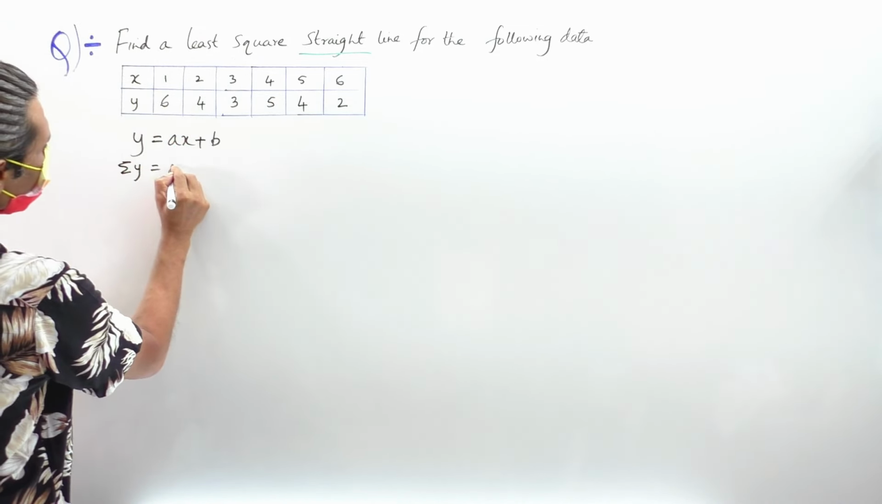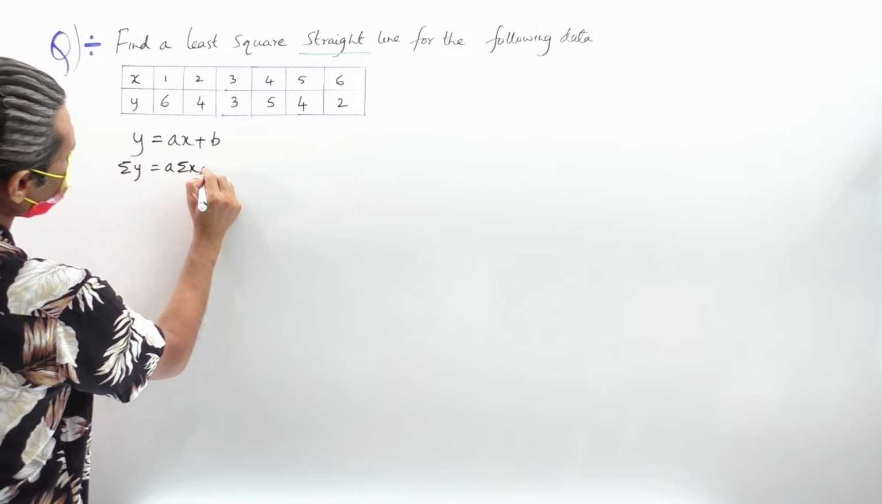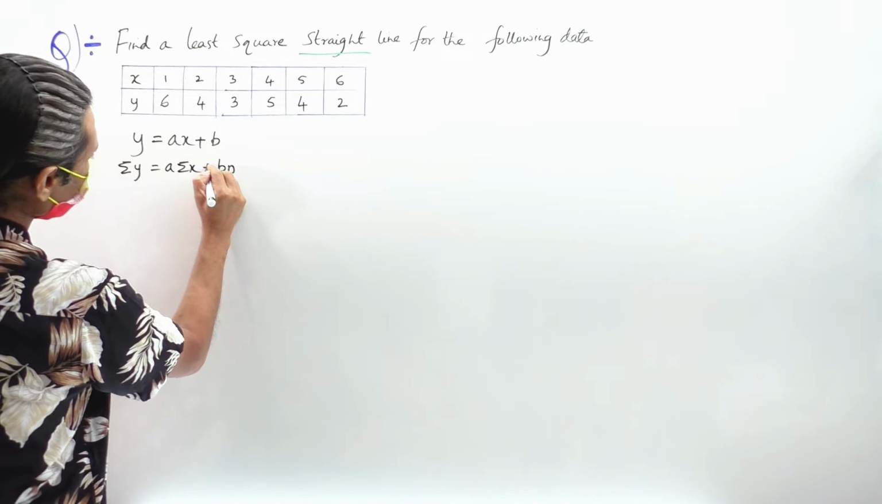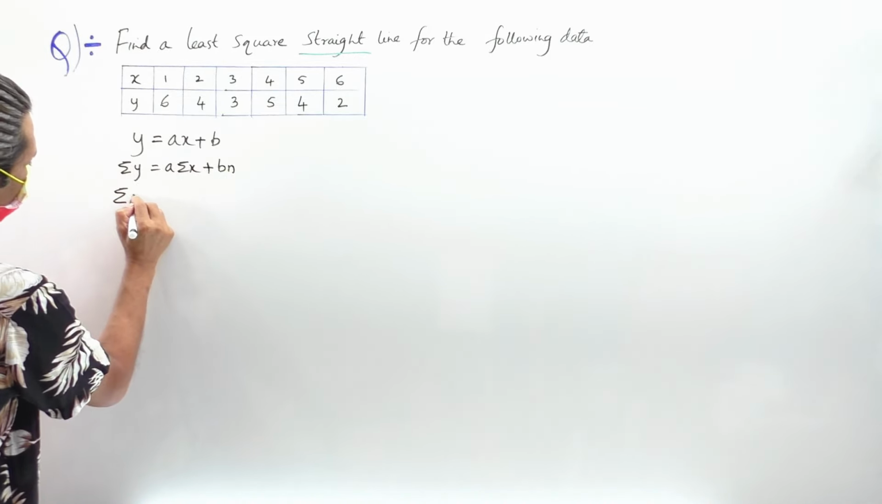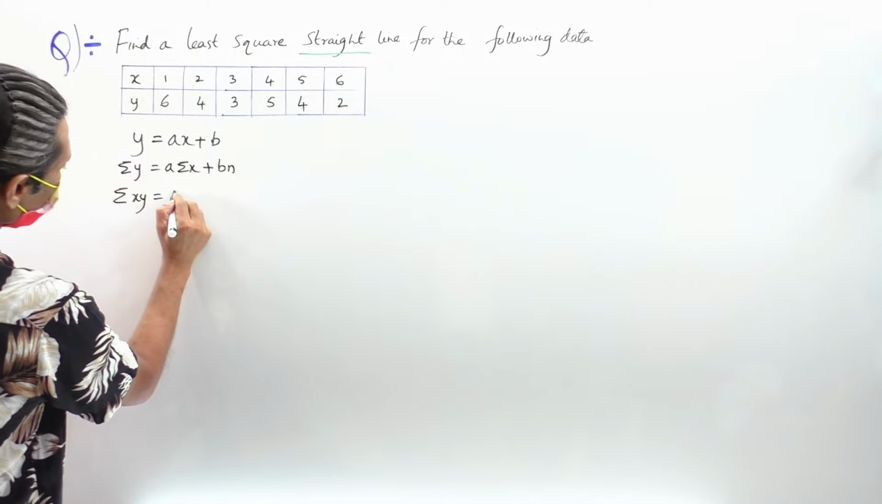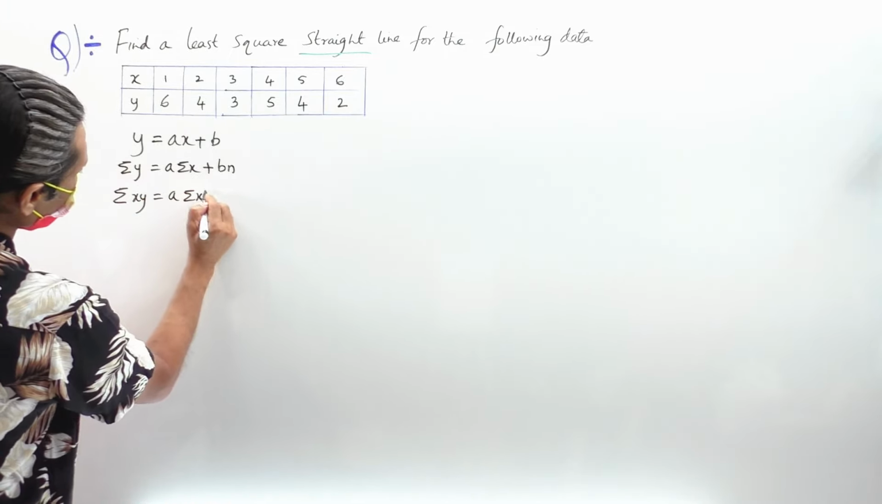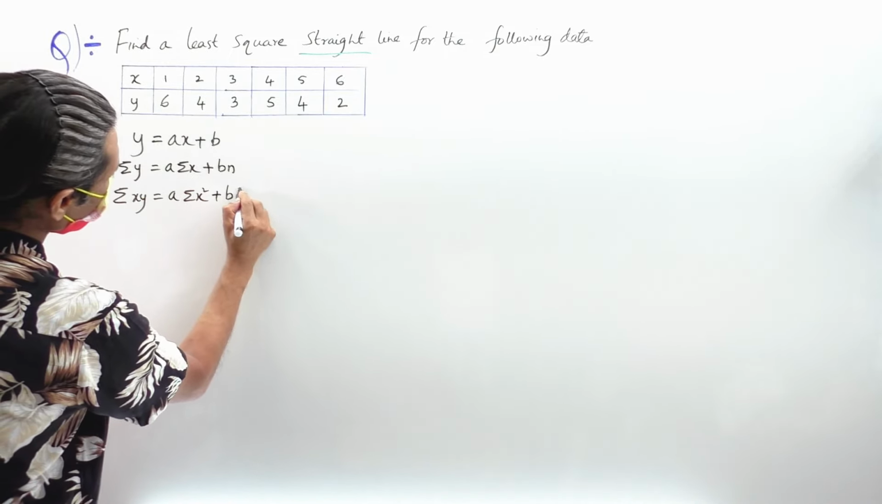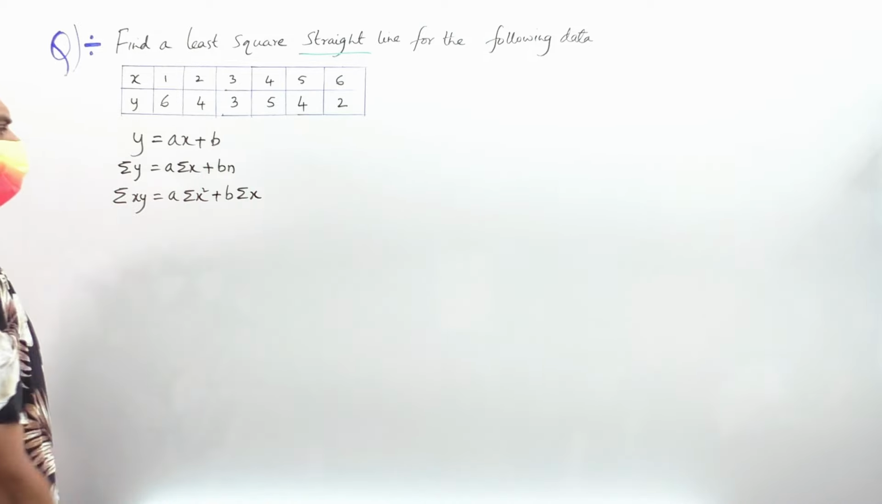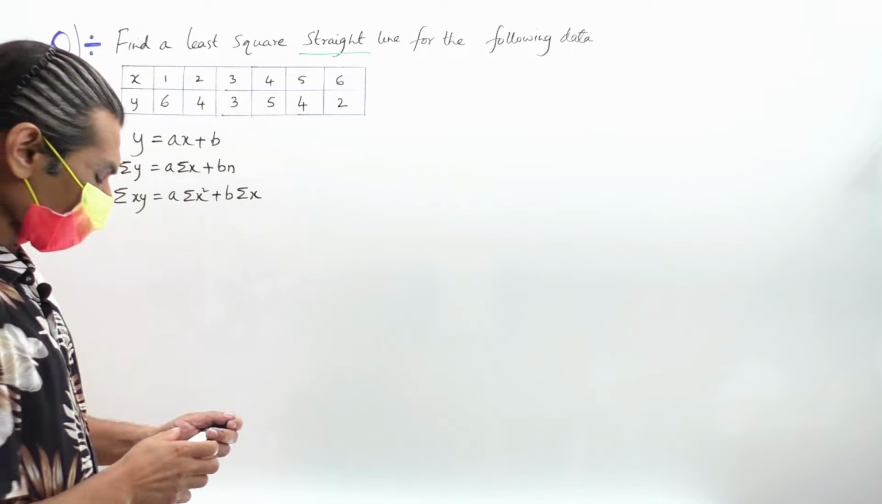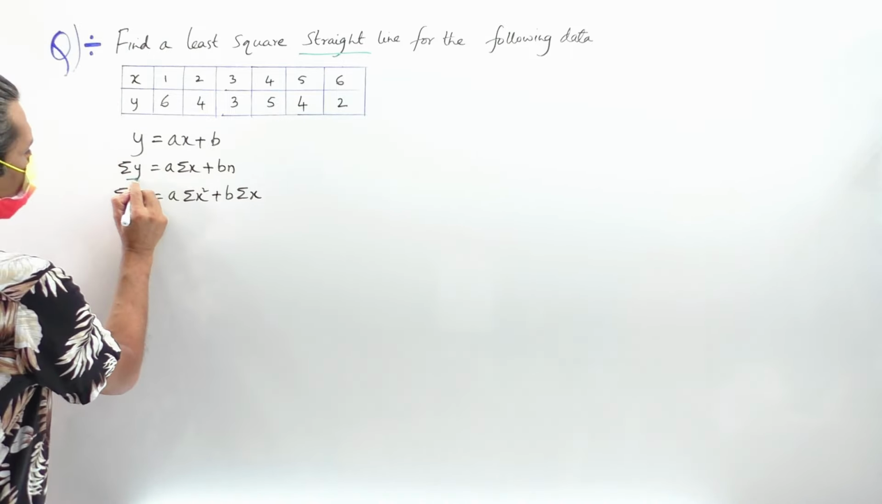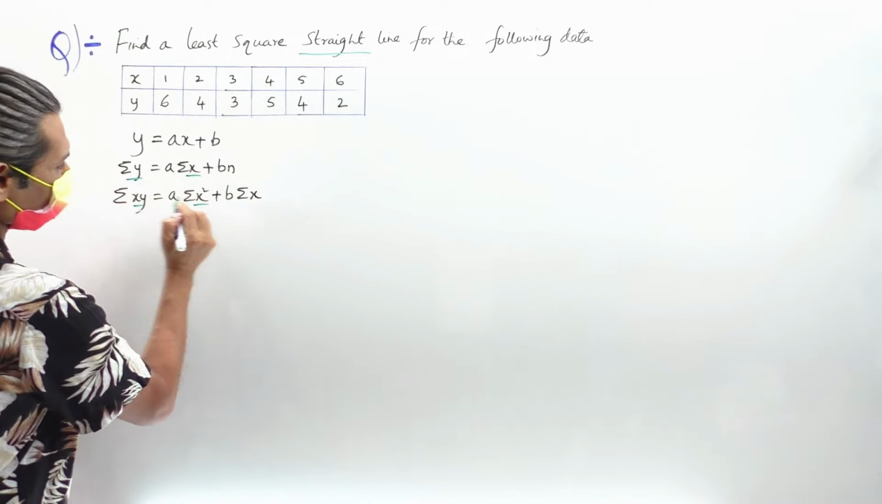Sigma y is equal to a sigma x plus b n, where n is the constant term. Again applying summation with x, sigma xy is equal to a sigma x squared plus b summation x. Now we need to find the values of sigma y, sigma x, sigma xy and sigma x squared.